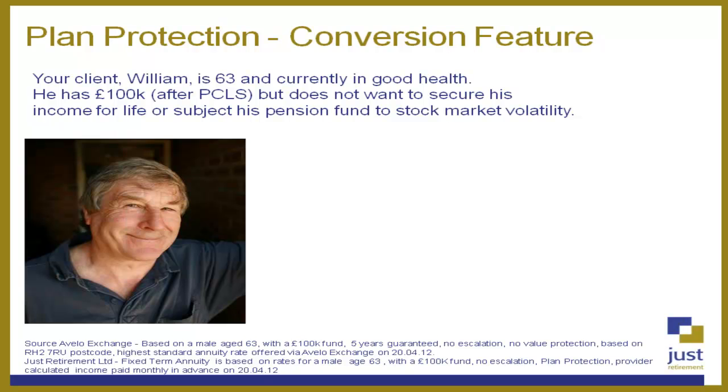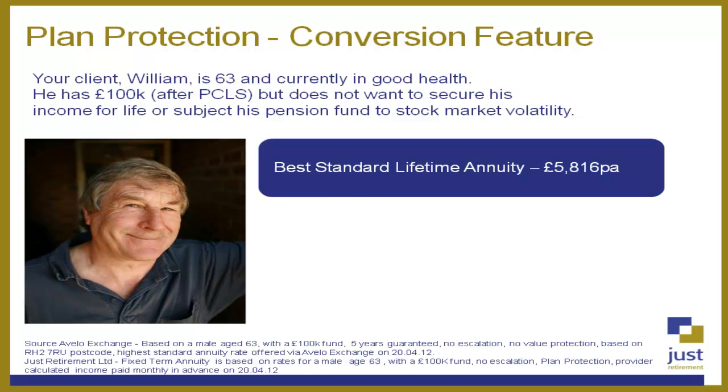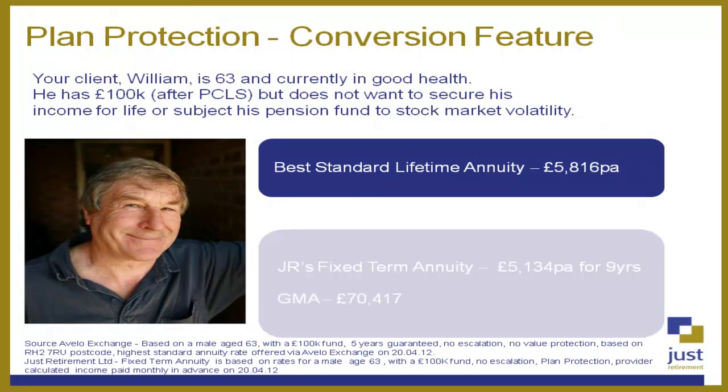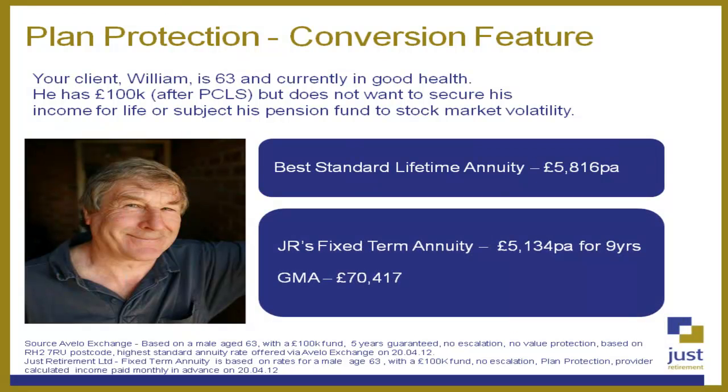Let's look at a typical example for a client called William. He has a choice to make at the point of taking his retirement income. Either lock into an income for life by going for the higher standard lifetime annuity income, or retain more flexibility by going for the lower FTA income, safe in the knowledge that if he qualifies for an enhanced annuity at any point in the future, he can affect the conversion option and exit the plan.